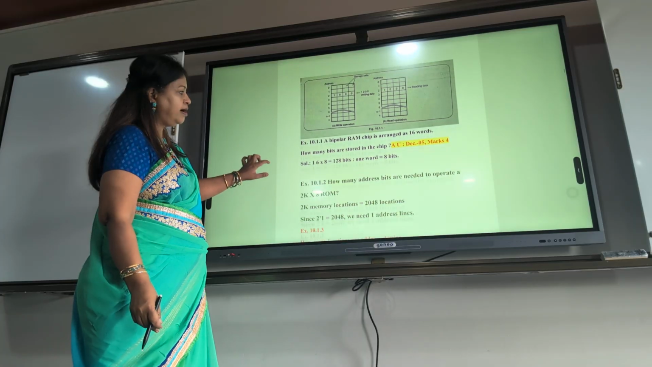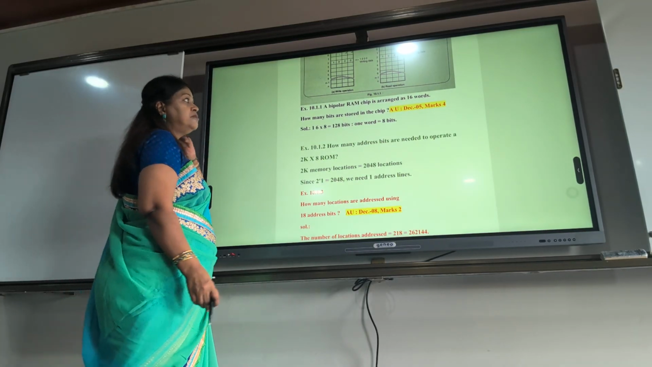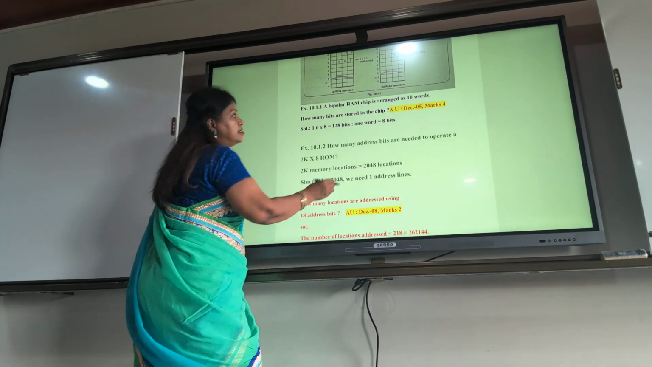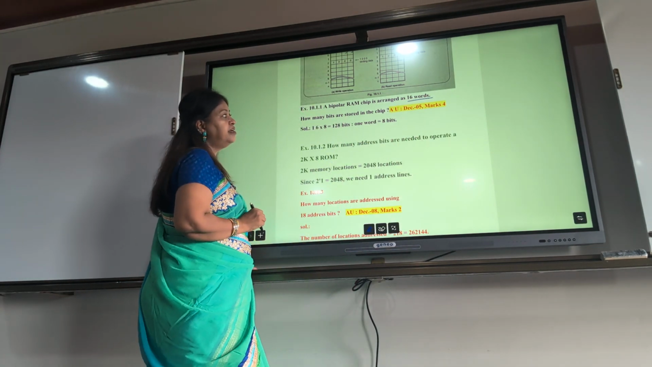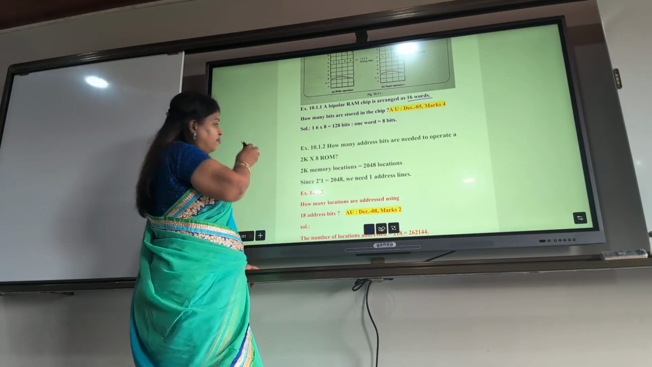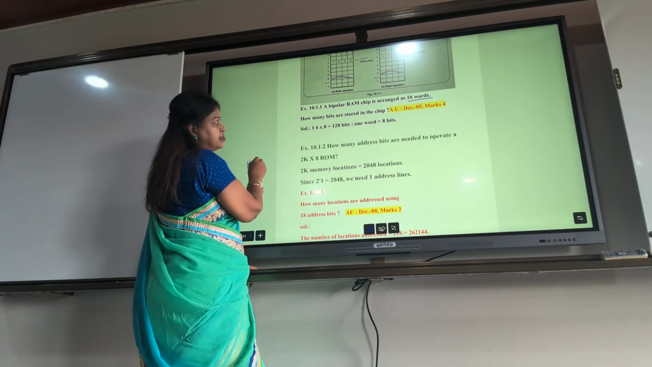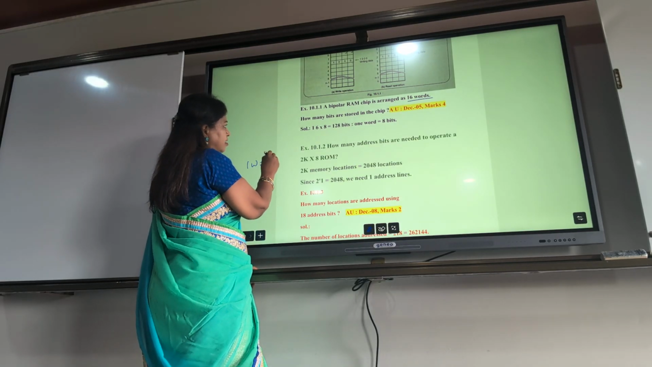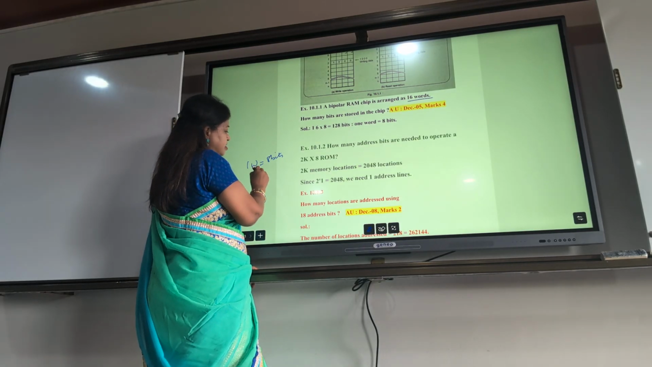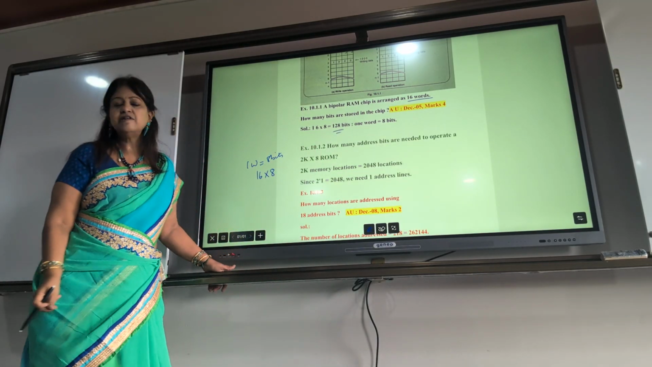Then there are 2 more questions in the university question paper. A bipolar RAM chip is arranged as 16 words. How many bits are stored in each chip? 16 words, how many bits are stored? 1 word is 8 bits. So 16 into 8. That many bits will be stored.